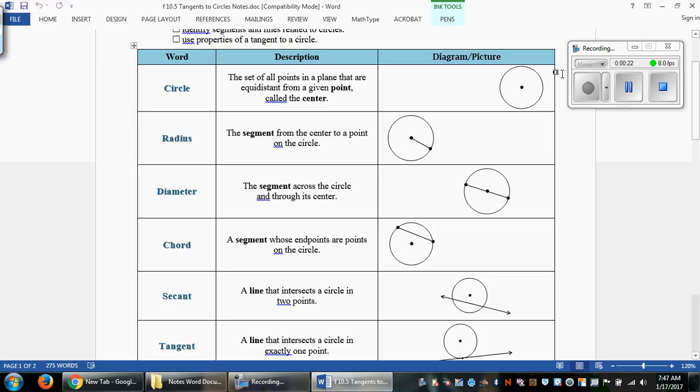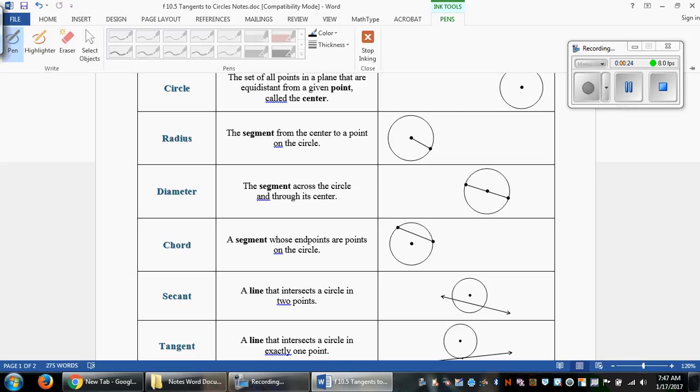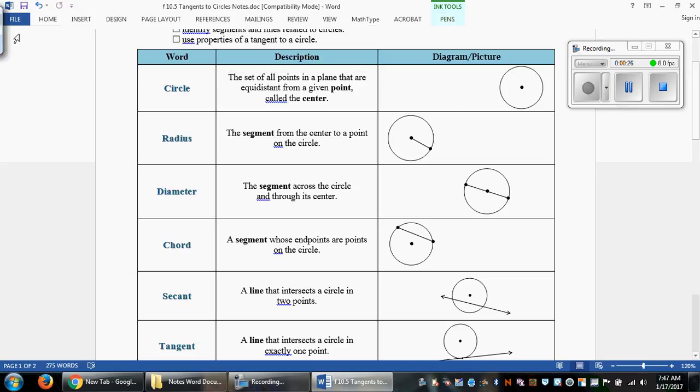So in this circle here, we've got the center, which is just that dot there, and center is usually labeled with a letter. So let's say we label it P. That would be circle P. Next is a radius. Radius comes from the center and hits the outside at any point. Okay, all the radii are the same.